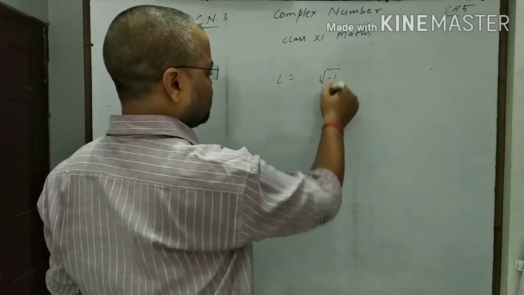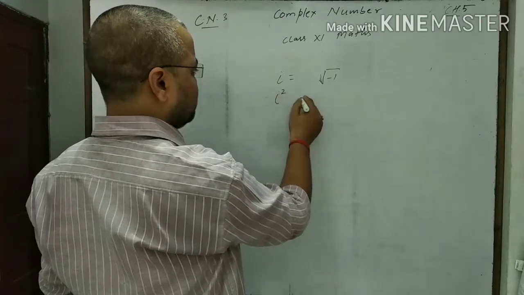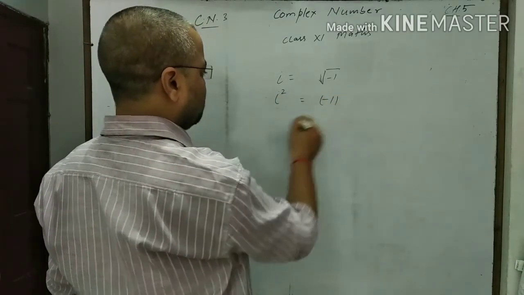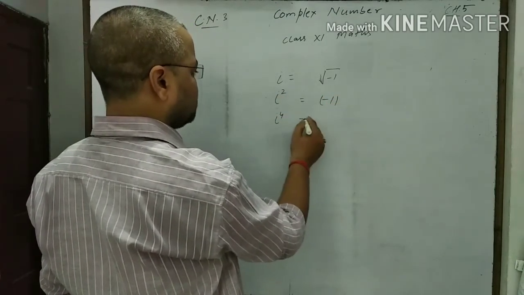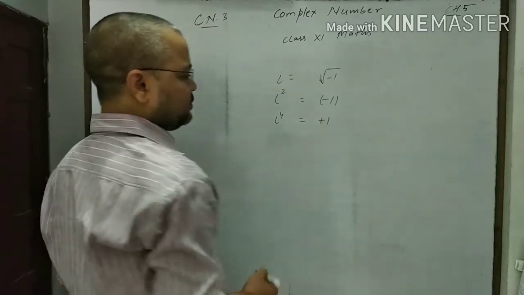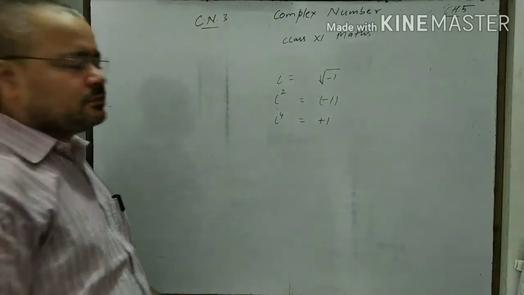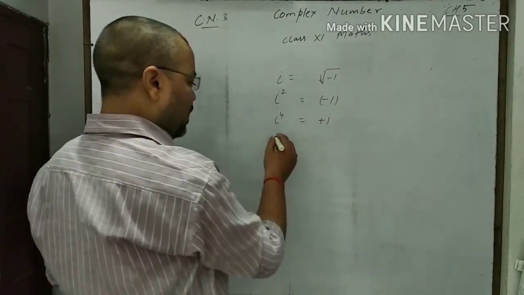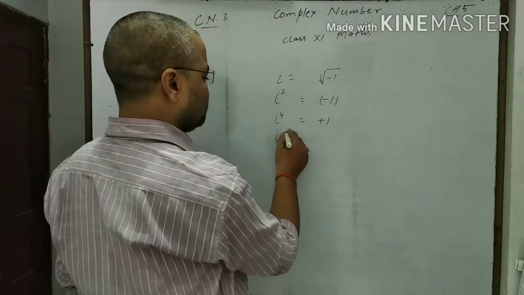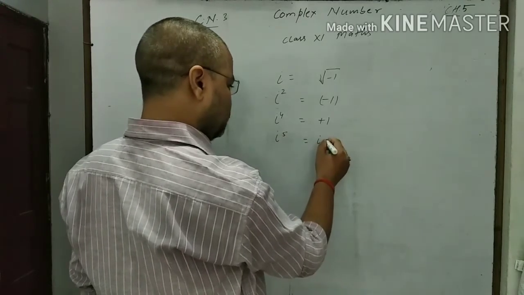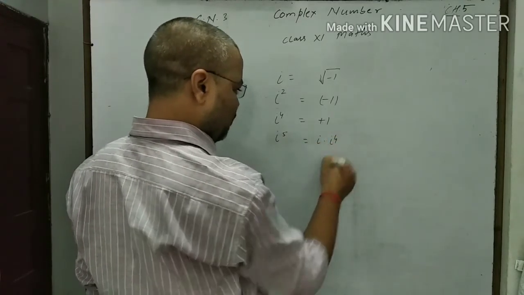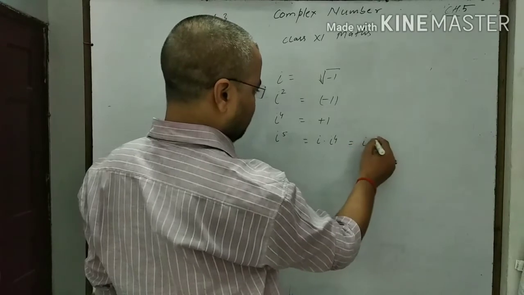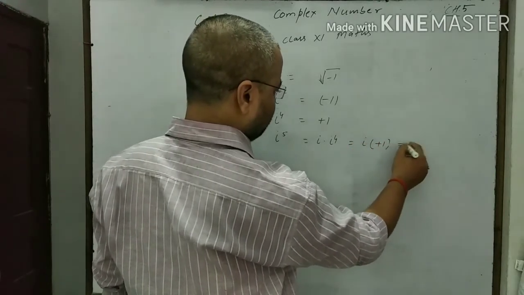under root minus 1. Then i square is equal to minus 1. Then i raised to the power 4 is equal to plus 1. Okay. i raised to the power 4 is equal to this one. Again, i raised to the power 5 is what? i into i raised to the power 4, which is plus 1, so it means i.